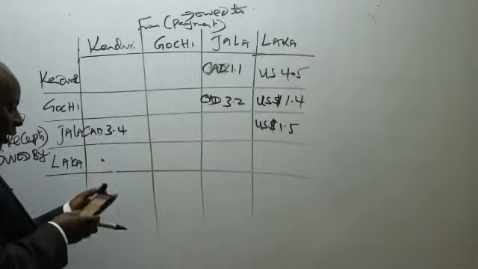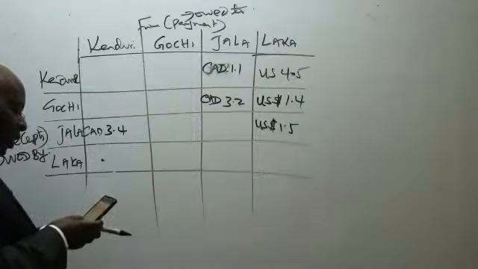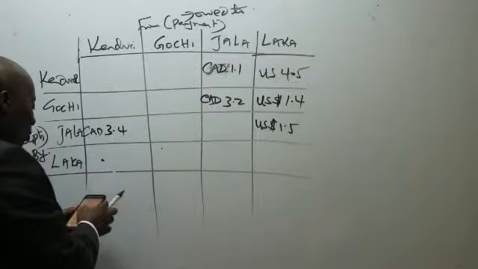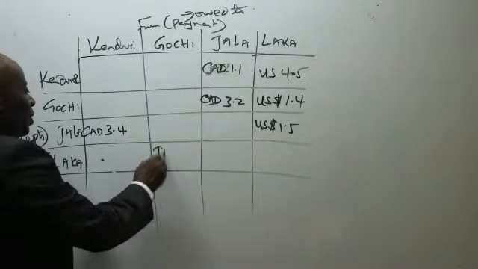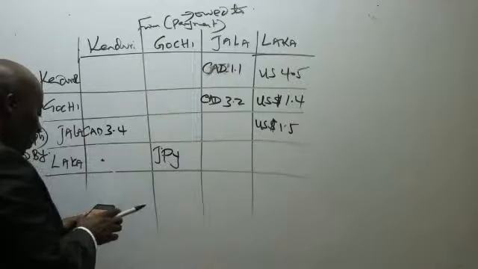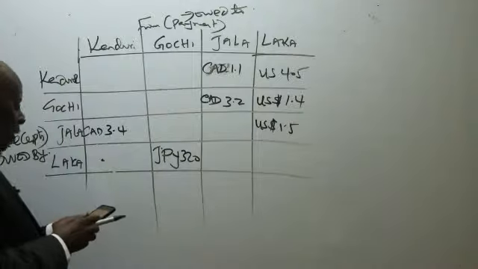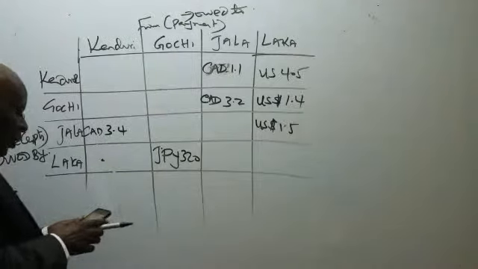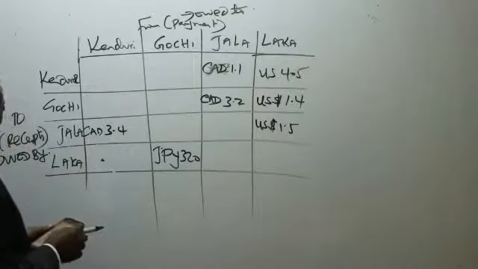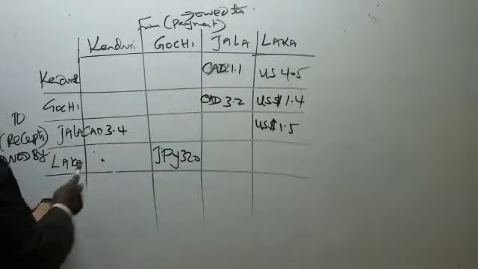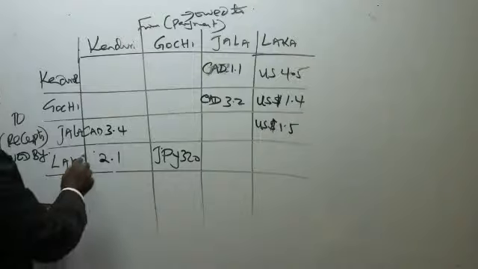From there, we have Japanese yen, 320 million, payable by Gochiso to Lakama. How much here? 320 million. From there, we have the last one, which is now Kenduri again, paying US dollars 2.1 million to Lakama. Kenduri to Lakama, how much? 2.1 million. 2.1 million what? US dollar.